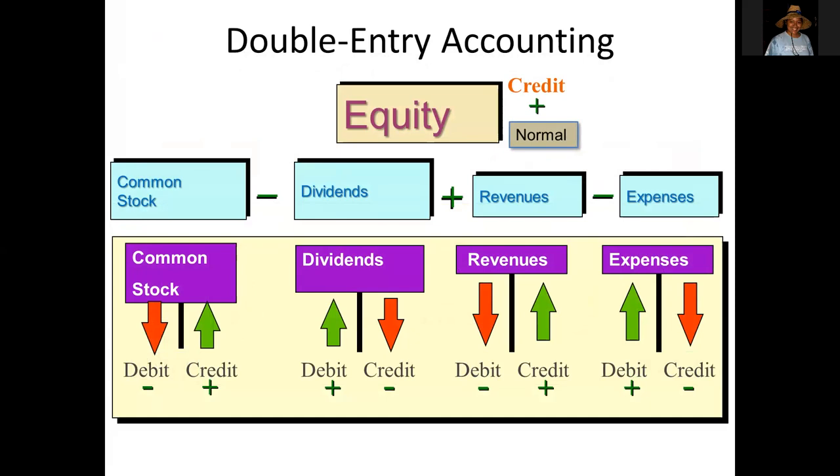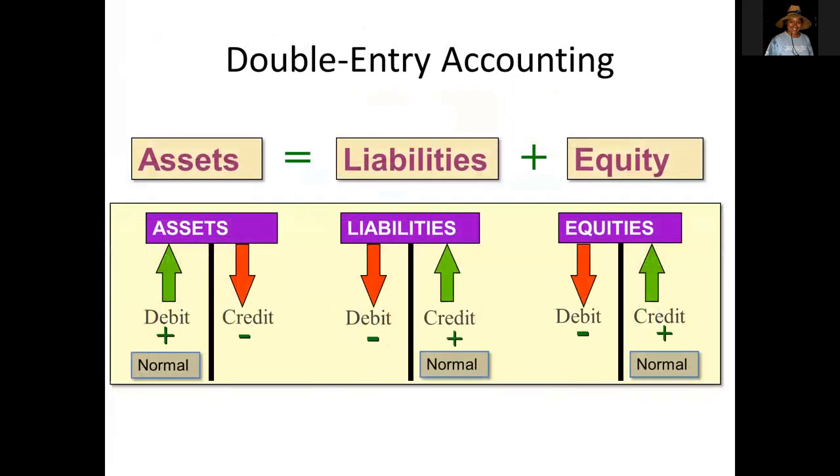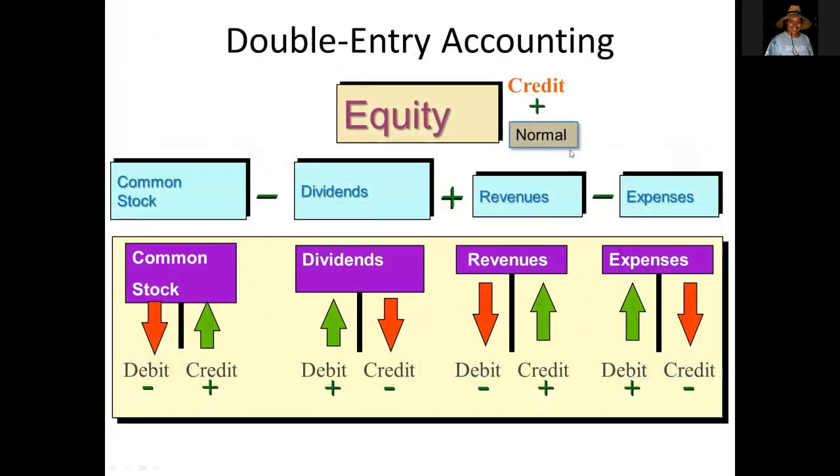Now you look at equity. Equity, of course, is always a little bit more complicated because there are four components that make up your equity balance in total. As I said from the previous slide, the equity balance is normally a credit balance in total. But you see that equity is made up of four categories.